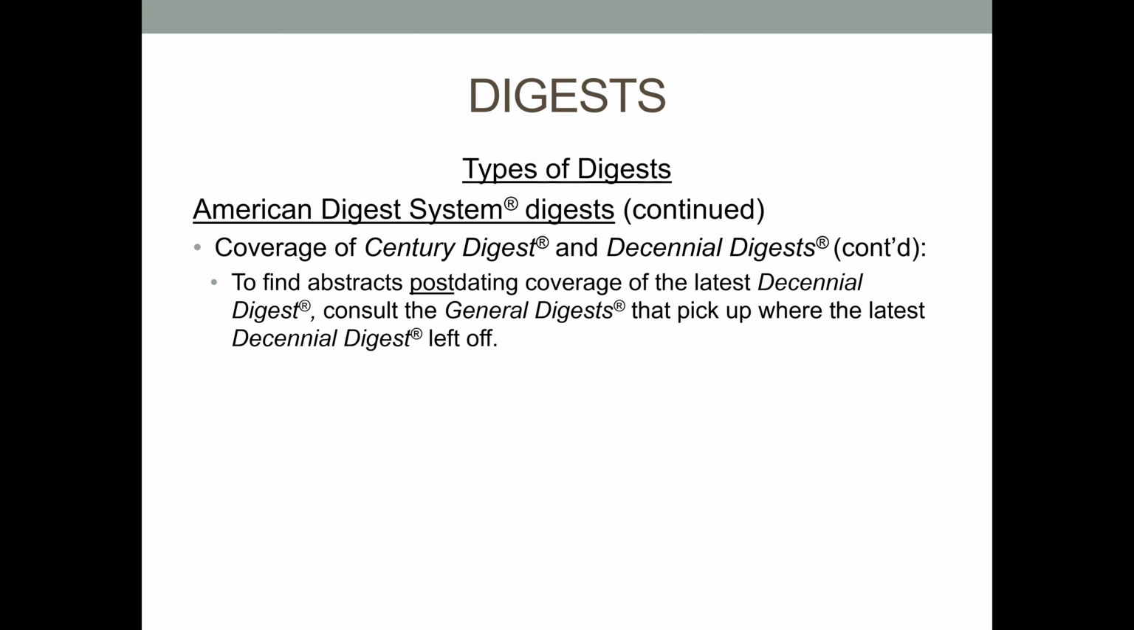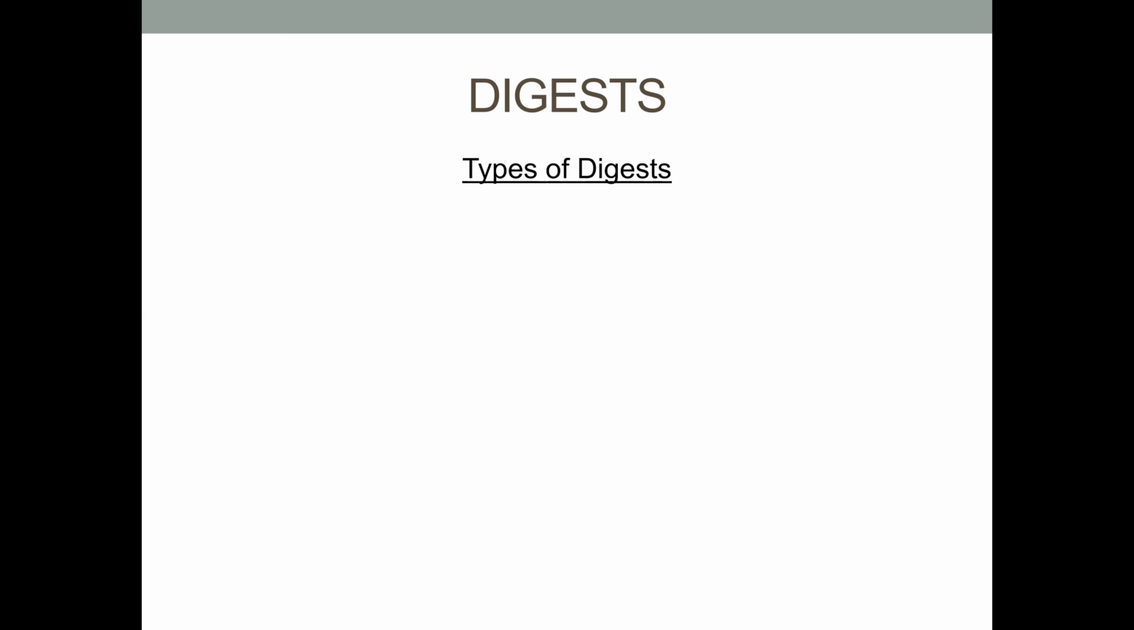So if you're ever wanting to find abstracts in the book for cases that were issued after the last decennial digest part was issued, then you would need to go to the general digest volumes that pick up where that last decennial digest left off. Okay, so that's the big one, the big national in scope digest.